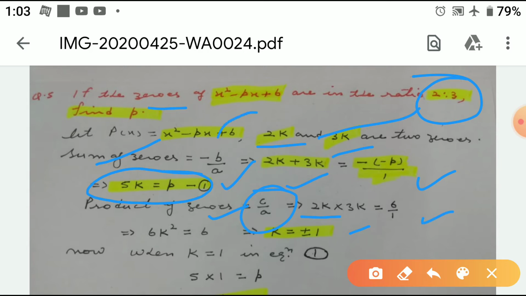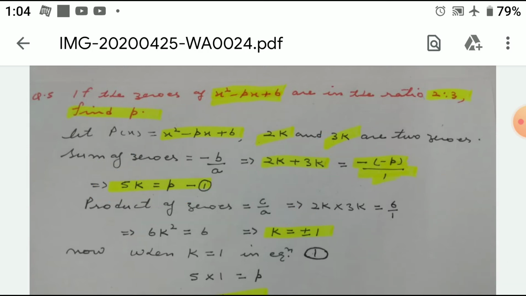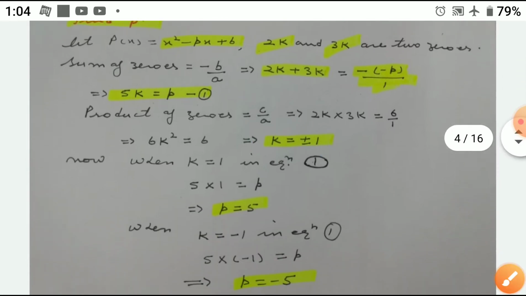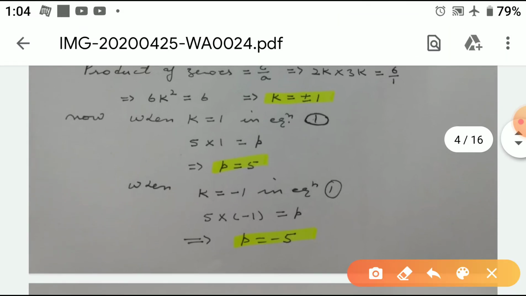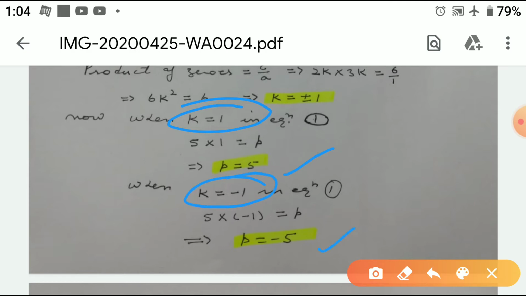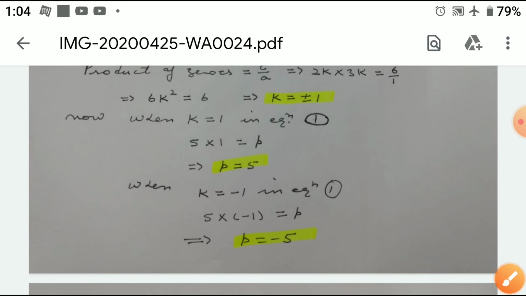C, the value of c is 6, that is the constant term here, right? So 6k square is equal to 6 and the value of k comes plus minus 1. The value of k is plus minus 1. Now when the value of k is 1, the value of p is 5, and when the value of k is minus 1, the value of p is minus 5. Correct? So there are two values of p.